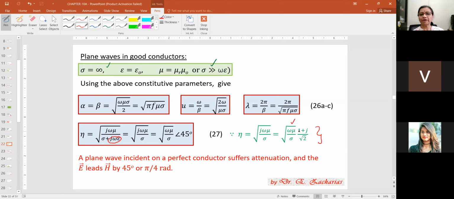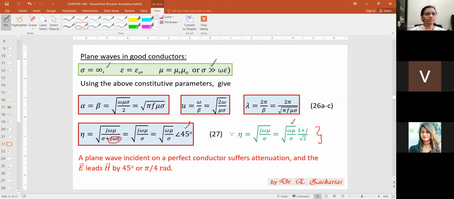So the final expression for eta will be: this becomes the real part, and the imaginary part is equal to it. Whenever the real and imaginary parts of a complex term become equal, you know that the angle is 45 degrees, because cos 45 and sin 45 have the same value. Therefore, the phase difference becomes 45 degrees, or pi by 4 radians.